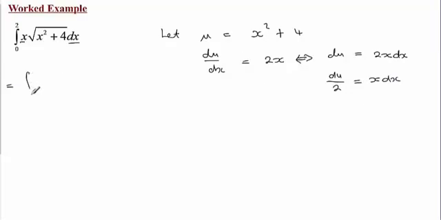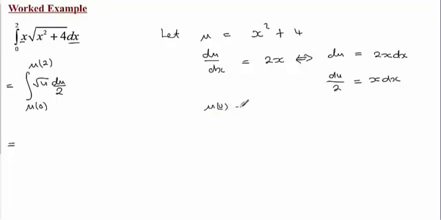So substituting here, we get the square root of u du over 2. Again, what's going to happen here is that the limits are going to change. The lower limit is going to be u at 0, and the upper limit is going to be u at 2.